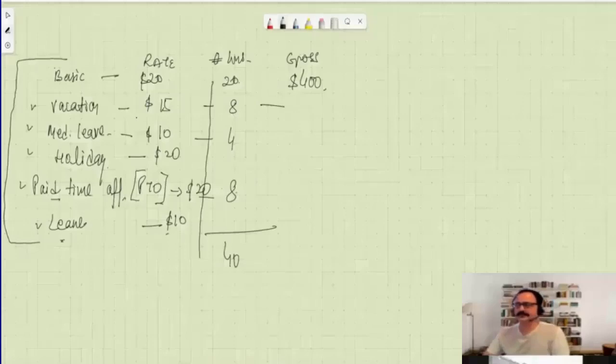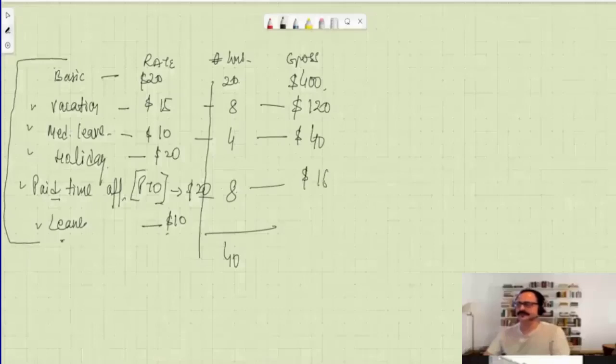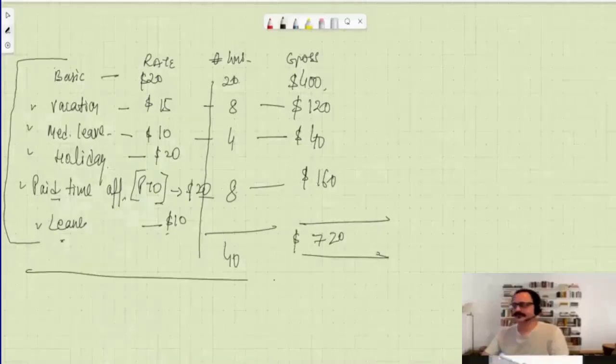But how much has he been paid? Because he took 1 day vacation, his rate was different. How much did he earn? 120. Very good. Here he earned 40, and for this component he earned $20 times 8, which is 160, right? So what is his total income for this period? 400, 520, 560, 660, and then 720. Is that correct?